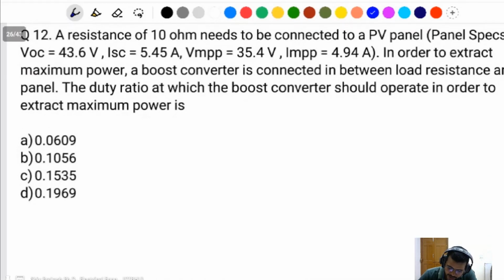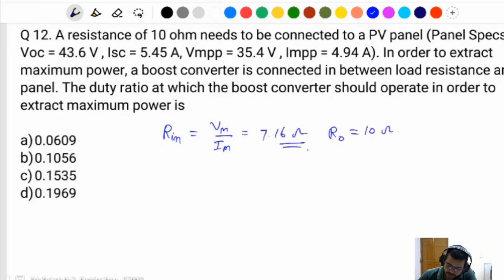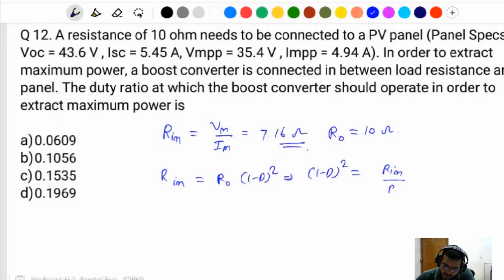What is the R in, the requirement of resistance? R in is the same, and you can calculate Vm divided by Im. In the previous question it was the same, 0.16 ohm, and R naught is also given as 10 ohm. For the boost converter, I will draw the resistance RT as R output into (1 minus D) squared. That's why you can calculate the 1 minus D from R in divided by R naught.